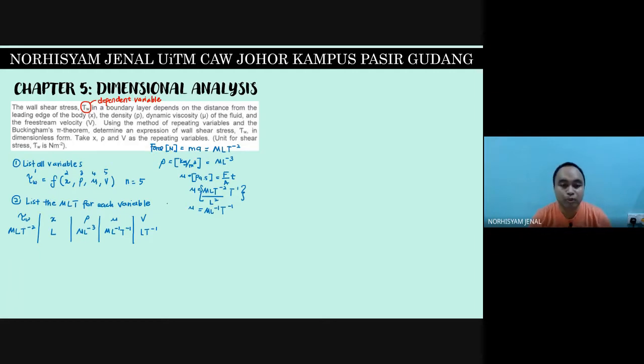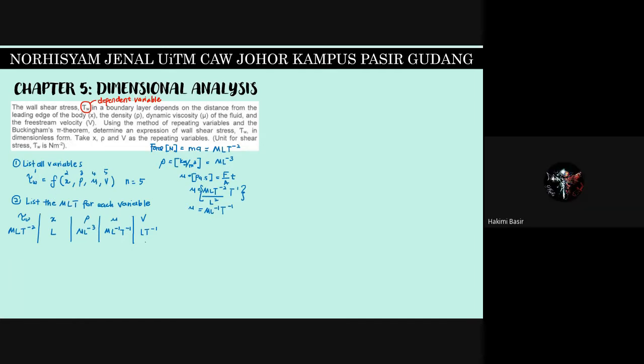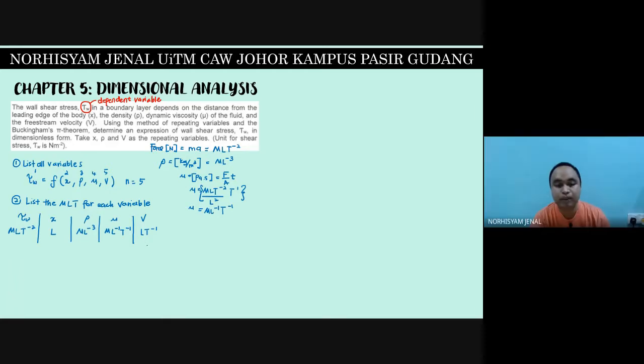Okay, before we move further, do we have any problem getting these MLTs? No, sir. Okay. The complicated ones are mu and also tau over here. Even though it's giving us the unit, we need to know, for example, that Newton is actually force. So force is mass times acceleration. So MLT is here. So I'm wrong here actually.